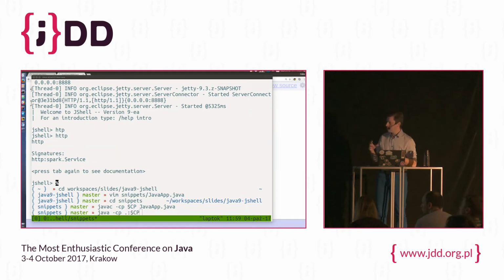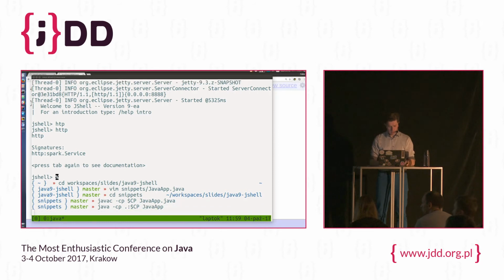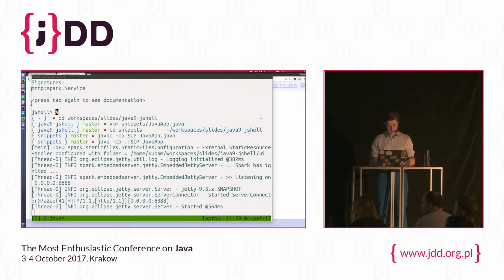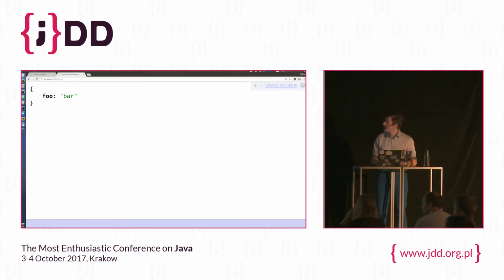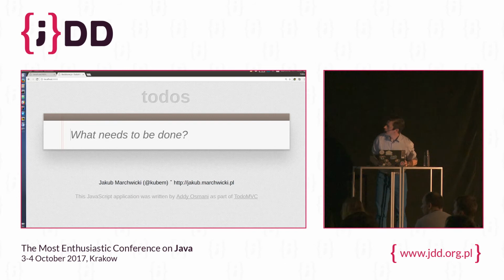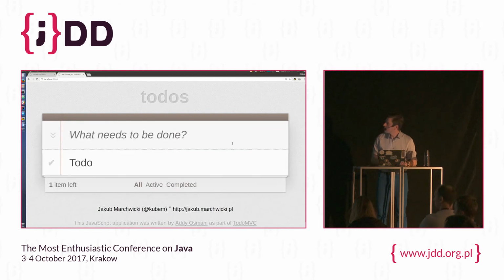The CP variable is all the class path things I have, and it should be running. Yes, I have it. I have a running application, and we can go and see how it's working. That's my to-do. I can say create one to-do, and it's working, and it's stored somewhere, and I can delete it. It's a very, very simple application.